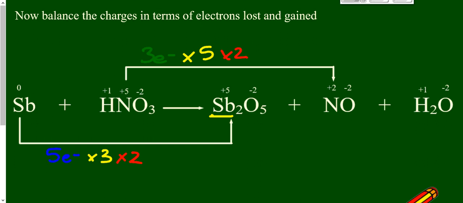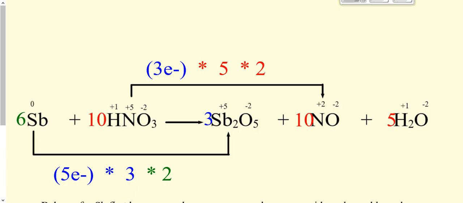We'll just double everything. 5 times 2 is a total of 10 antimonies. Or sorry, this is the nitrogens. 5 times 2 is a total of 10 of the nitrogens. And 3 times 2 will give us a total of 6 of the antimonies. So we're going to use those as a starting point for our balancing.